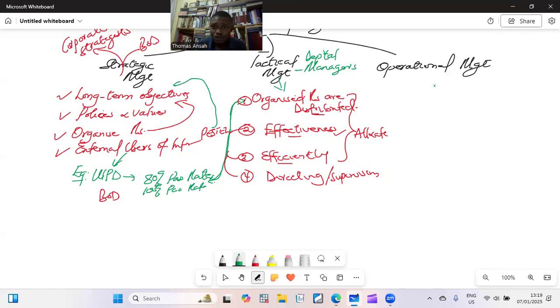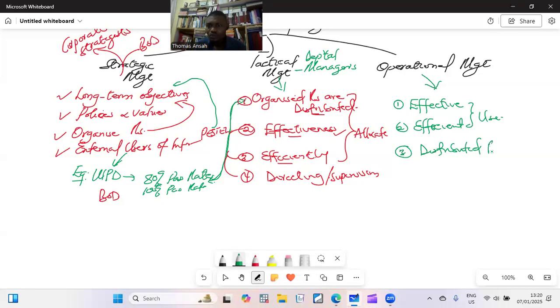And so when it comes to the operational management level, what you will see is that the same thing is going to happen. We are going to make sure that there is effective and efficient use of distributed resources. Because these are the real people. Here, what happens is that you see the real staff.